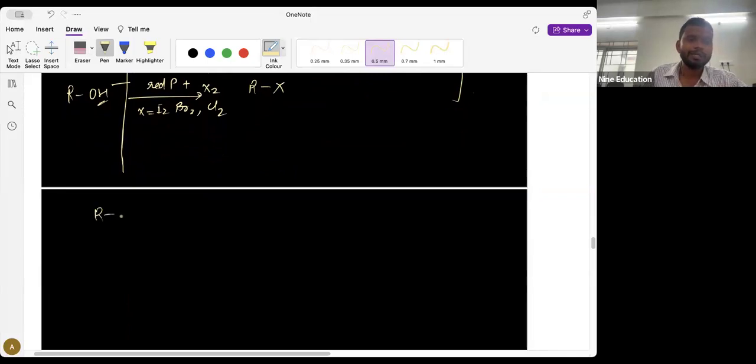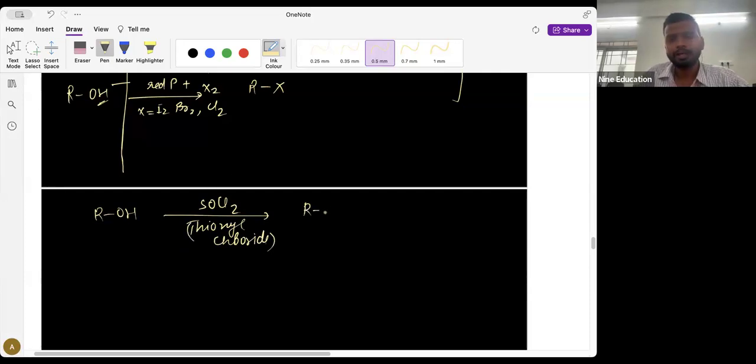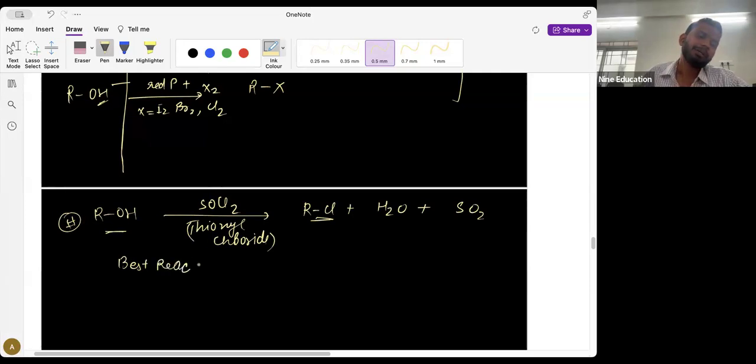Last one I am telling you, let's say I have ROH and I am putting in this reaction SOCl2 beta. This reaction is very star reaction. You can write SOCl2 is also known as thionyl chloride. If I put thionyl chloride in ROH, I will get RCl plus H2O plus SO2. So this one, from making alcohols to alkyl halides, this reaction is the best reaction.